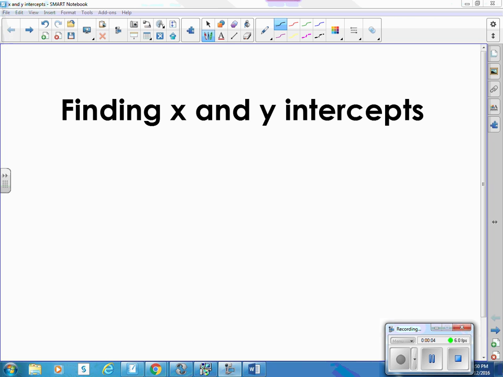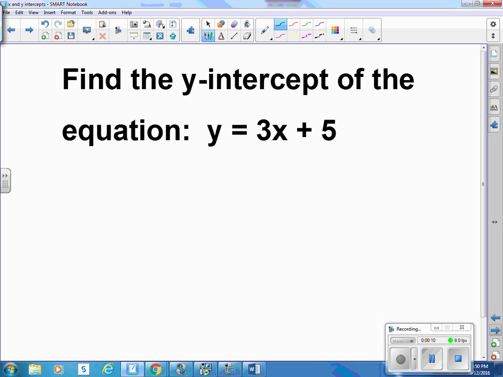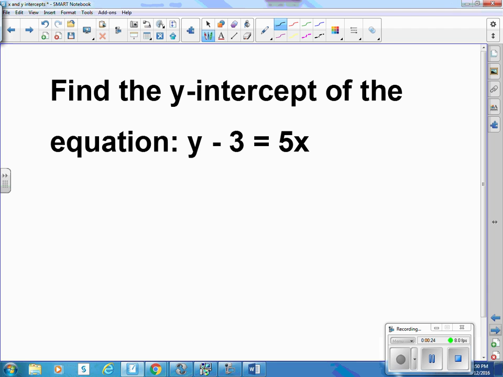This video clip explains how to find x and y intercepts from linear equations. So the y-intercept of the equation y equals 3x plus 5 is 5. That's where it crosses the y-axis. We should remember that just looking at that equation written like that. But what if it is written like this?